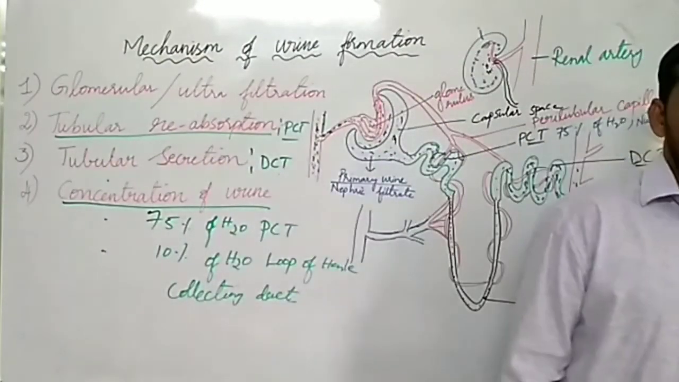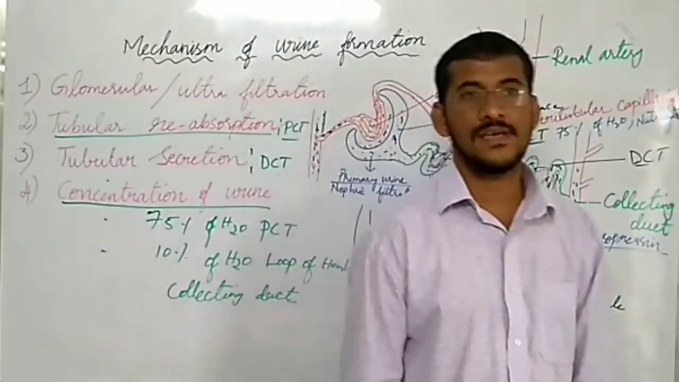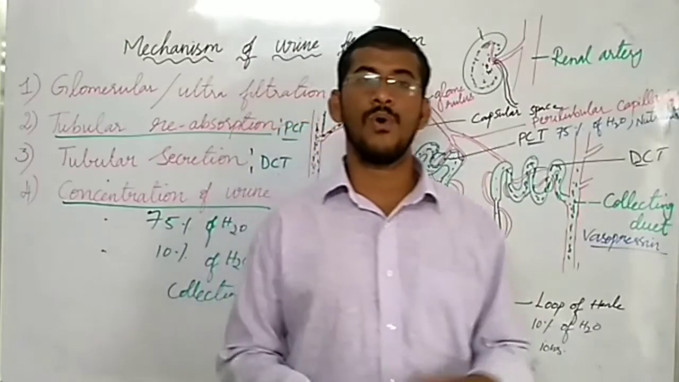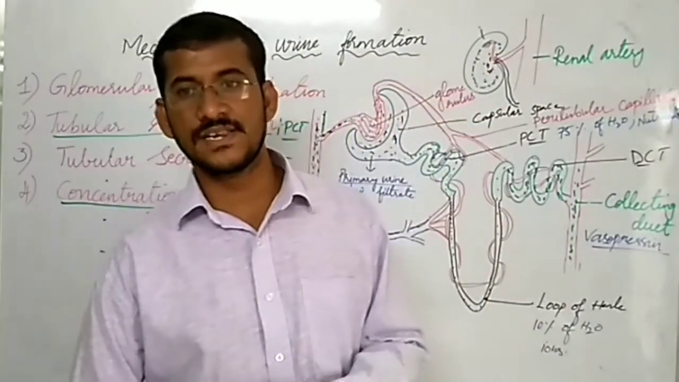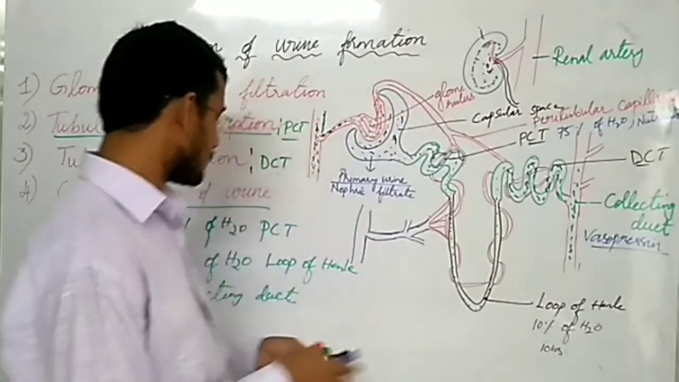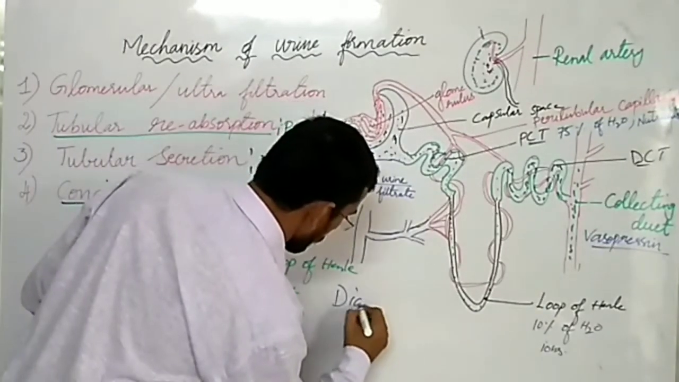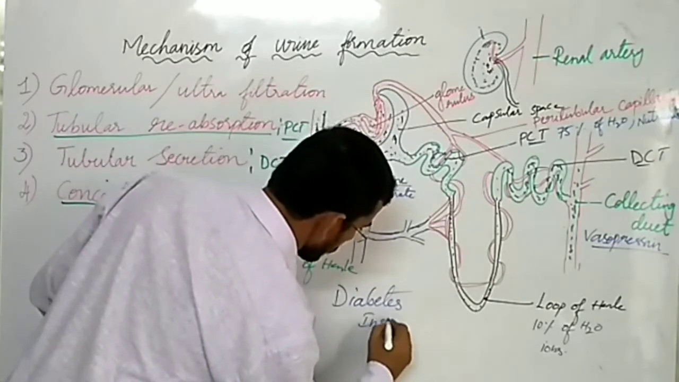If vasopressin hormone is not released, what happens? Urine will be more diluted. The number of times you go for urination will increase. That condition is called diabetes insipidus.